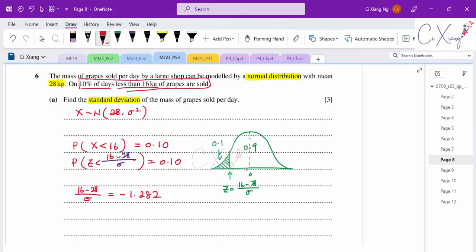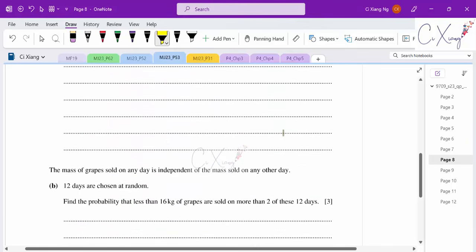Then after that, we'll simplify everything here and get the answer. Therefore, the sigma should be 9.36, correct to 3 significant figures. So this is how we answer part A. Then now let's proceed to part B.